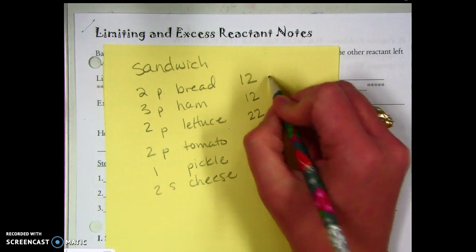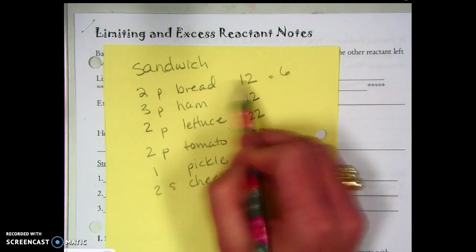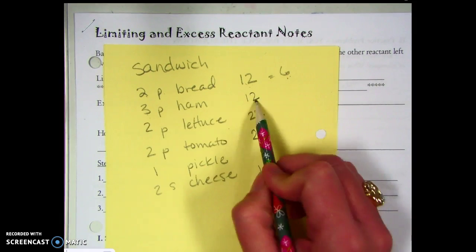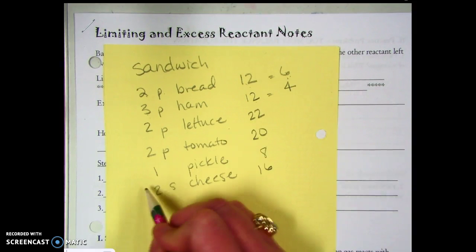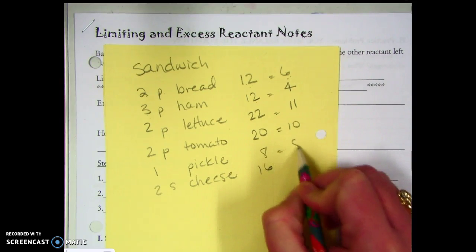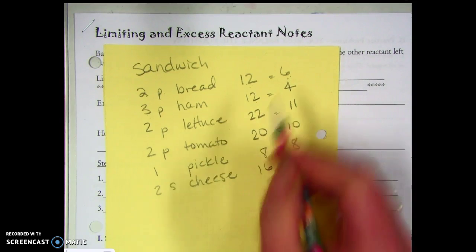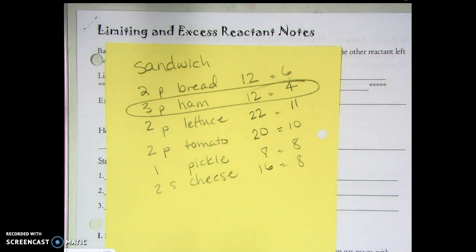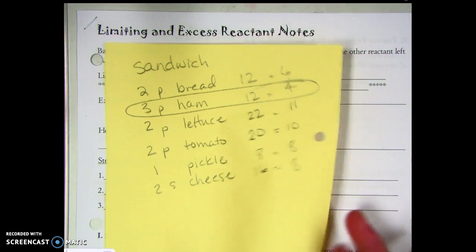Well, if I do the bread, this is going to give me 6. 2 to go into 12 6 times. I can make 6 there. 3 will go into 12 4 times here. 11, 10, 8, and 8. So my ham is going to limit the number of sandwiches that I can make. So that's what we're going to go over.